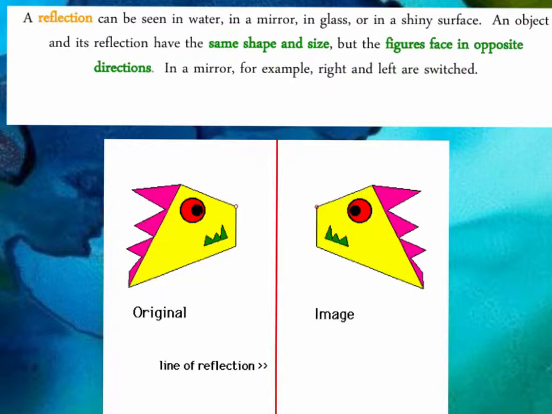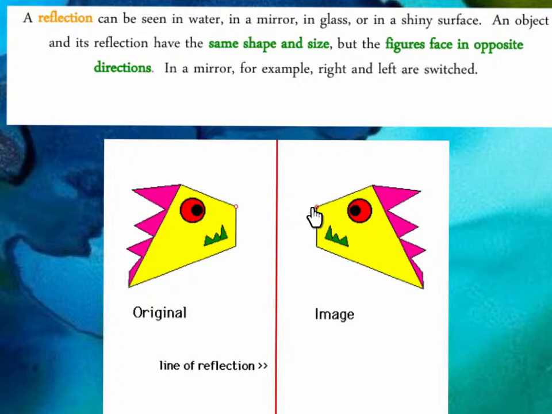And now here is the definition for reflection. A reflection can be seen in water, in a mirror, in glass, or in a shiny surface. An object and its reflection have the same shape and size, but the figure faces an opposite direction. So think about in a mirror, for example, right and left are then switched. So this is a mirrored image.